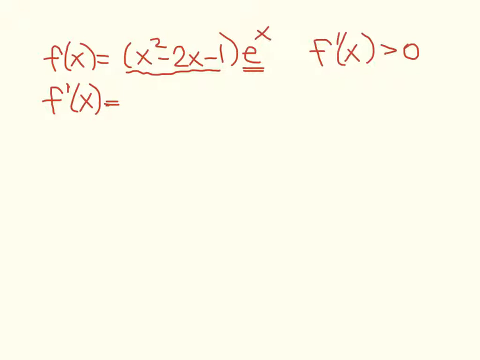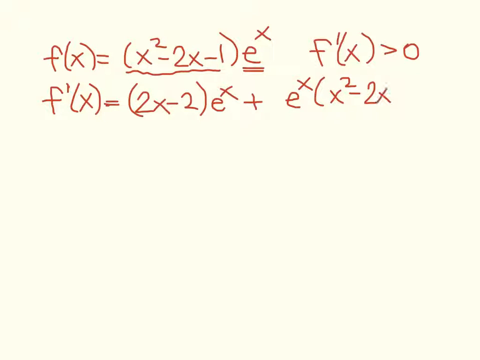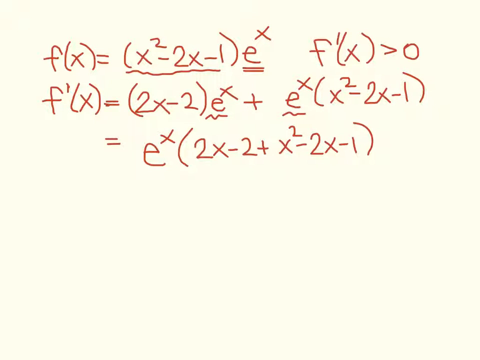So the derivative of the first term is 2x minus 2, and then the second term stays the same. And then we add it to the derivative of the second term. Well, the derivative of e to the x is e to the x multiplied by the first term. Okay, now let's simplify this a little bit. I noticed they have a common factor of e to the x. So I'm going to factor out e to the x, and what remains is 2x minus 2 plus x squared minus 2x minus 1. So cleaning that up a little bit, we get e to the x times the quantity x squared minus 3.